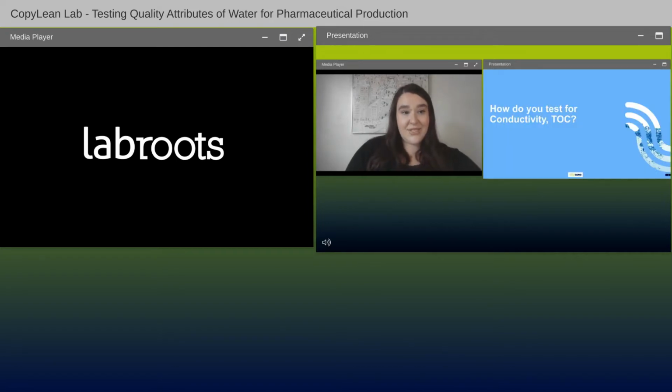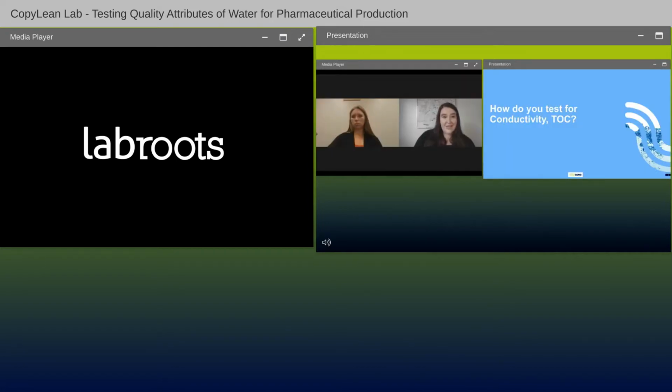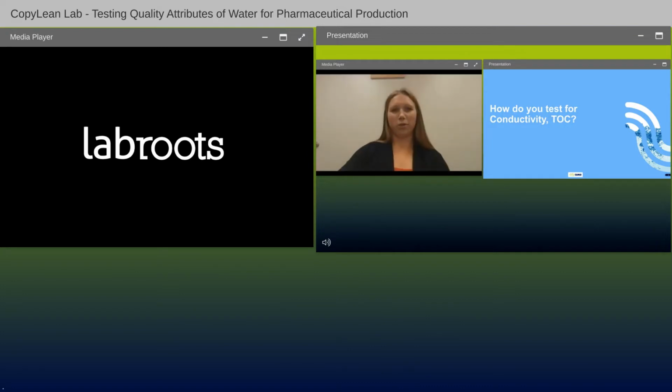I'm going to hand this back off to Kaitlyn, and she is going to talk about how we test for TOC and conductivity. Thanks, Bree and Hayden, for those explanations on bioburden and endotoxin. As Bree mentioned, we're now going to shift gears and get into conductivity and TOC, specifically how we test for these quality attributes.